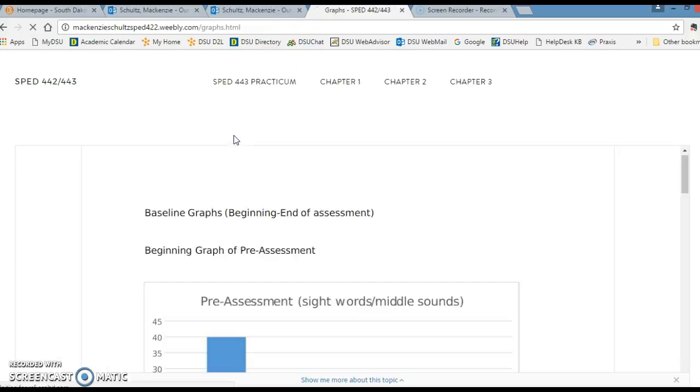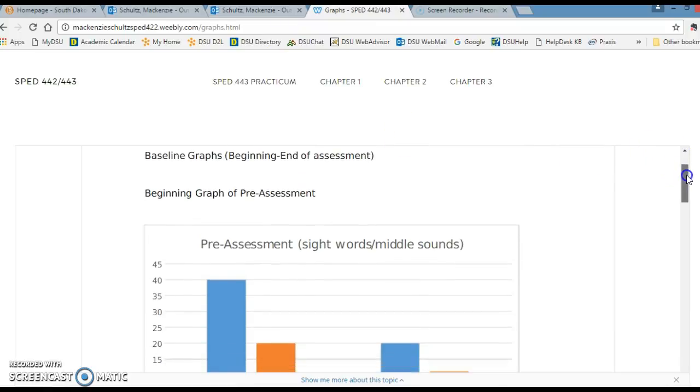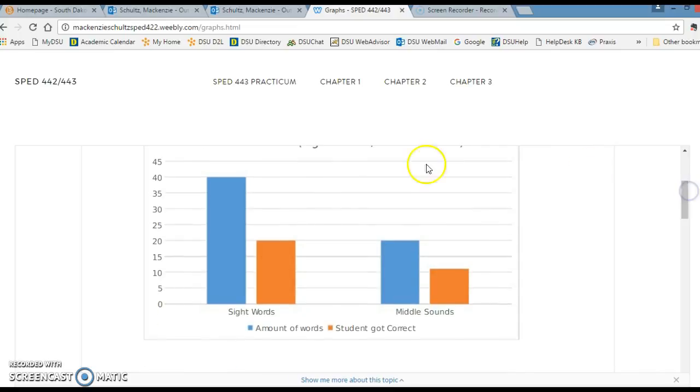So now we're going to come down here, and I made a page with all of my graphs. So I graphed out the beginning. This is the beginning graph of the pre-assessment, and it shows sight words, there's 40, and out of those 40 he knew 20. We come over here to middle sounds, we had 20 words, and I asked him to tell me 20 middle sounds, and he got about 11. So this is the pre-assessment graph right here.